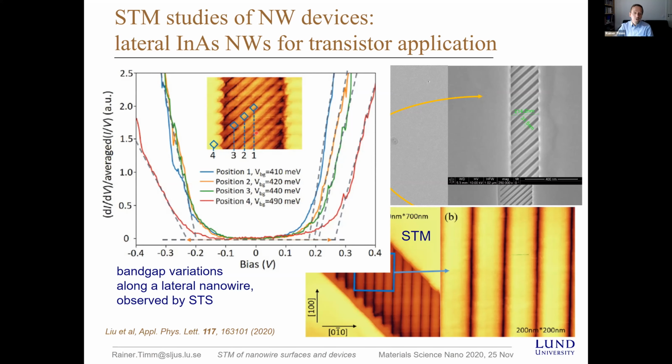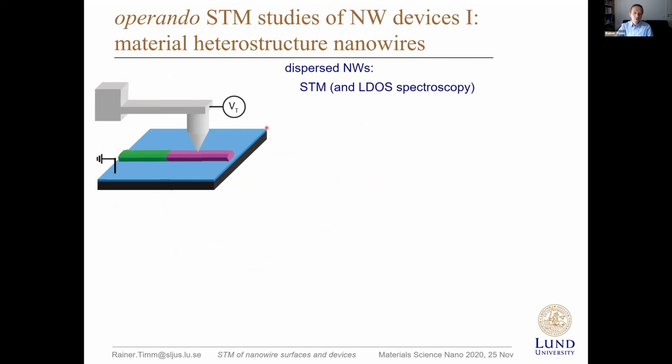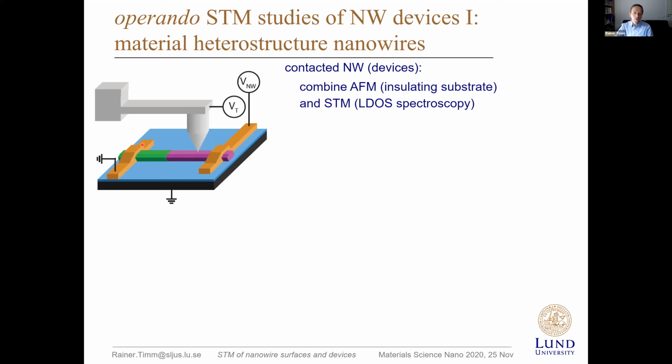Now, to bring these together: until now we have looked with our STM at nanowires which are just lying on a conductive surface, and in most cases they were just randomly dispersed. As we said before, we would like to look at nanowire devices, and ideally we would like to do this while they are biased, so while we put a bias across our nanowire heterostructure. If we want to do that, then we of course need to replace our conductive surface with an insulator. Otherwise, we would short the device. But if we have an insulating surface here, we cannot use STM anymore.